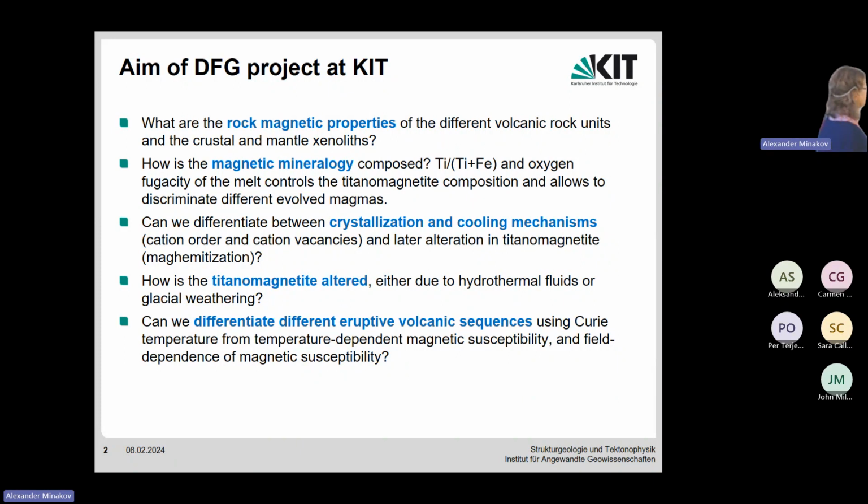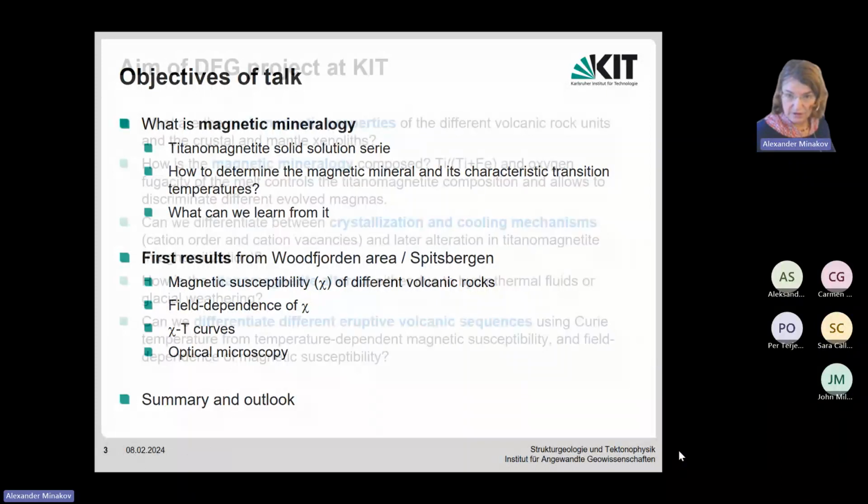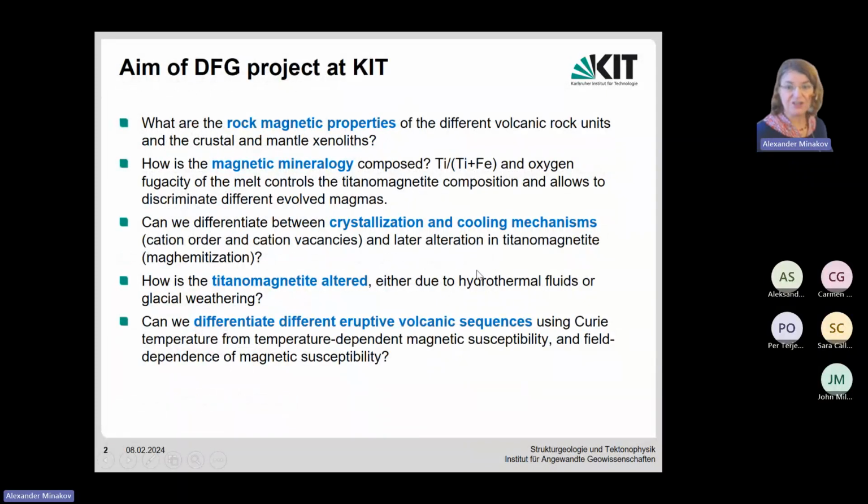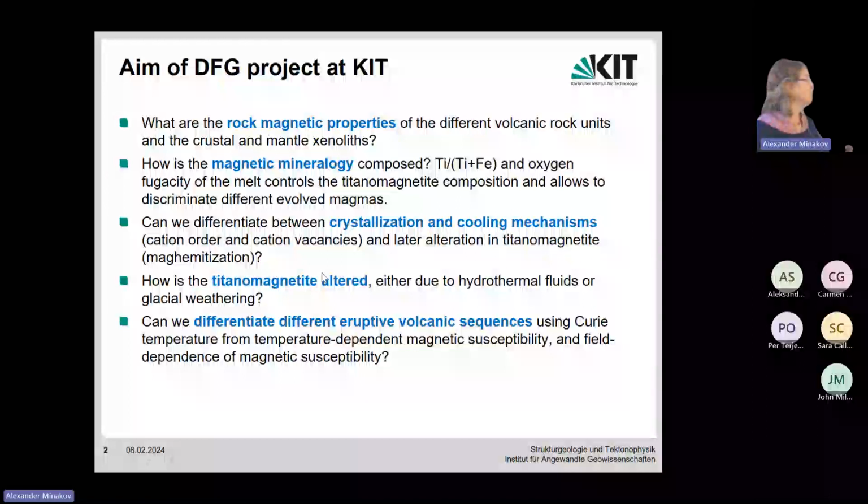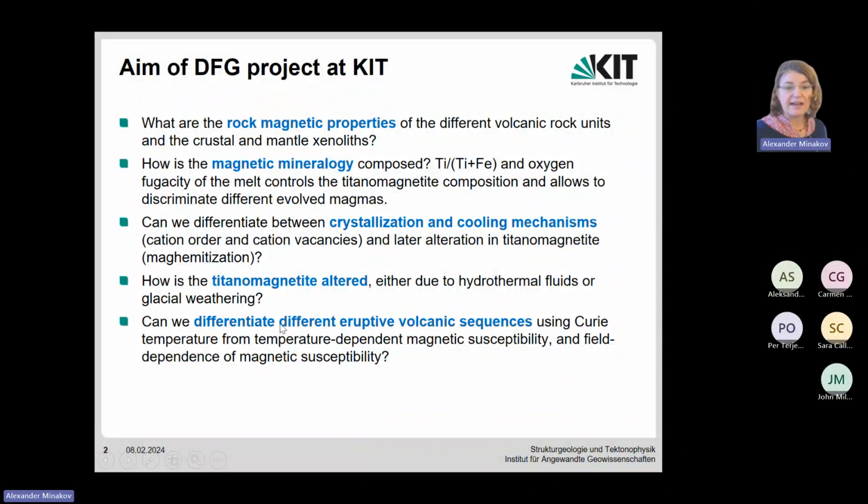So these are some questions: rock magnetic properties, how is the magnetic mineralogy composed? Can we differentiate between crystallization and cooling mechanism? So we can learn something from the titanomagnetite on cation order or cation vacancies. Are the titanomagnetites altered? It tells us something on the history of these volcanic rocks. And can we differentiate different volcanic eruptive sequences?